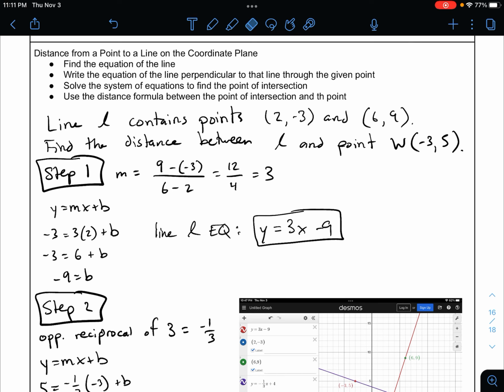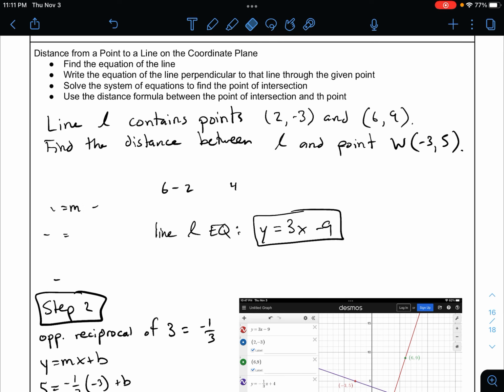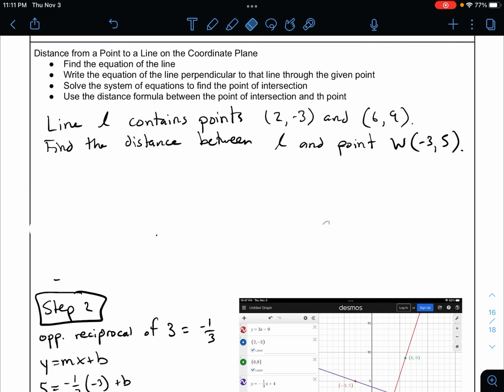erase some stuff I've already done. All right, there we go. So step 3. Hopefully you don't have to erase anything. You should have enough space on this page. Solve a system of equations.